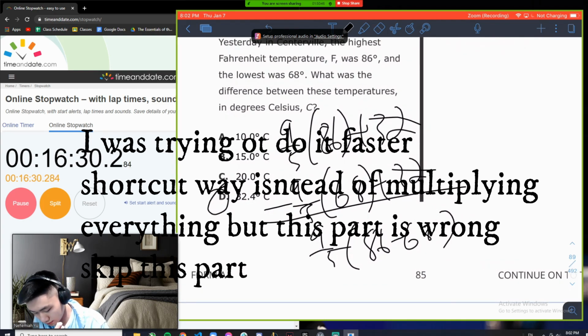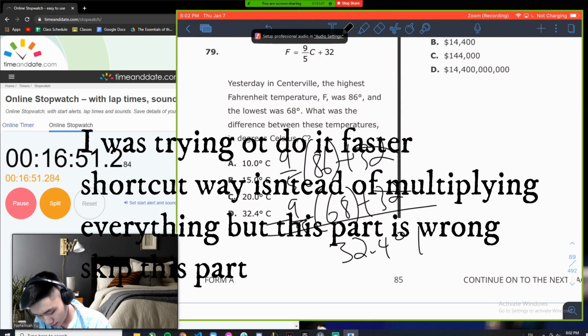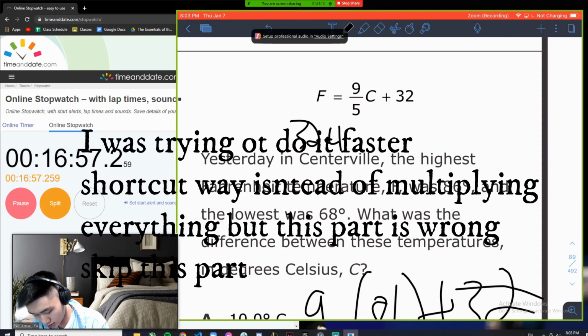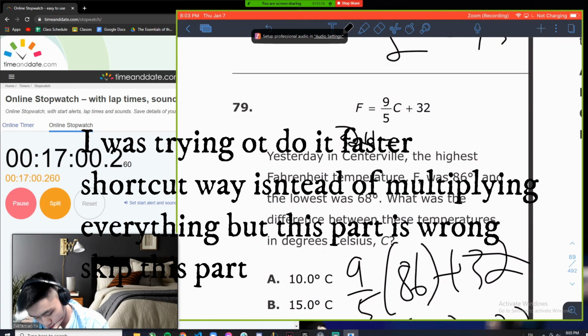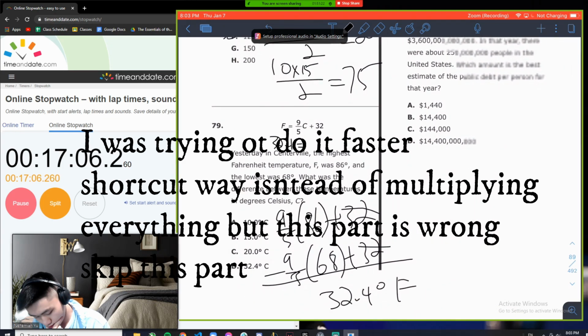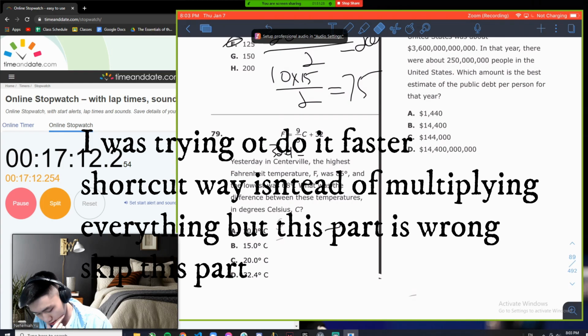Oh, that's wrong. Sorry. 32.4 is the difference in Celsius. So you have to convert. Well, I mean, that worked, but no, 32.4 is the difference in Fahrenheit. So I was right, but then you have to plug it back in to find it in Celsius. Wait, no. I did that wrong. Scratch that.